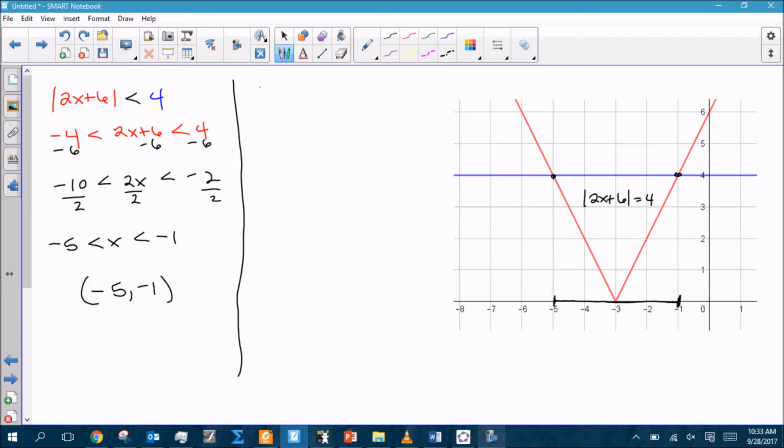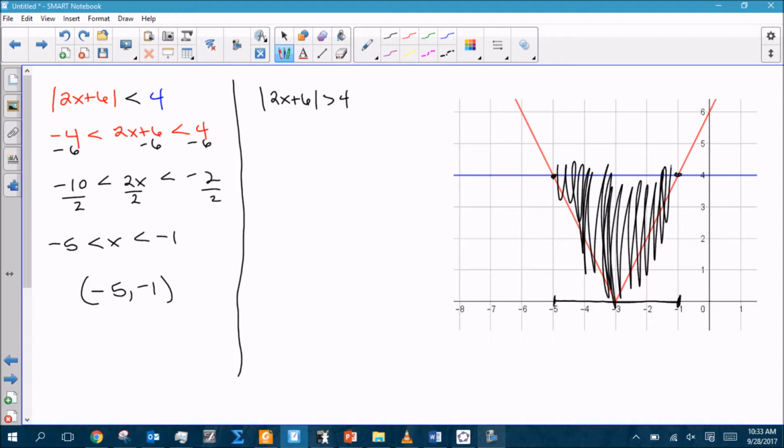So where can we say that the absolute value of 2x plus 6 is greater than 4? If we know where it's equal to 4 and we know where it's less than 4, that eliminates all of these. We've already taken care of those things. Now, doesn't it make sense then that the regions here, the stuff in yellow, would be the regions where they are greater than 4?